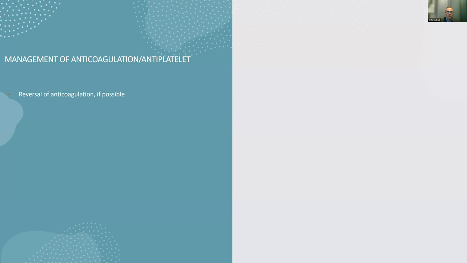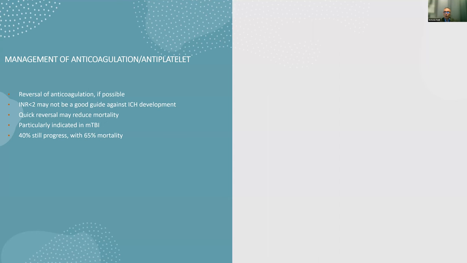So what do we do? Reversing the coagulation should be done wherever possible, and wherever there is time to do that. One point that may be repeated in the next talk is that using INR as a guide is not always reliable. Even an INR less than 2 may not be a good guide against clot development. And maybe the more scientific approach, as you just heard about, is using a hematology service, but also using a ROTEM or a TEG, which can really guide that process much more scientifically. Quick reversal may reduce mortality and may be particularly indicated in salvageable patients.